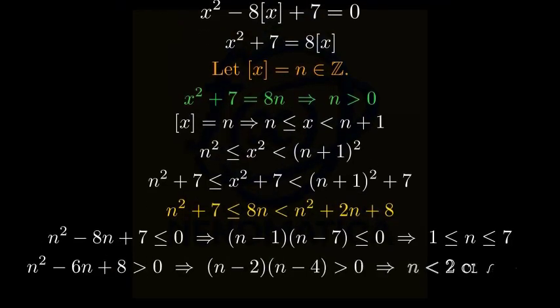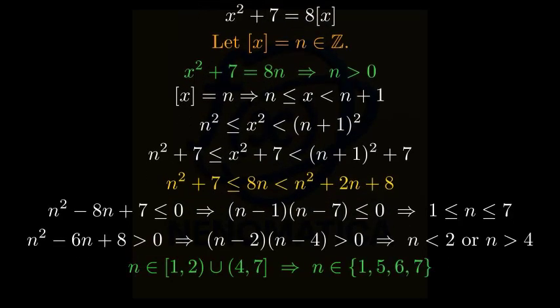Second, n squared minus 6n plus 8 is strictly greater than 0, which factors as n minus 2 times n minus 4. Thus, n is less than 2 or n is greater than 4. Intersect the two solution sets to get n in the interval from 1, inclusive, to 2, not inclusive, union the interval from 4, not inclusive, to 7, inclusive. As integers, that means n equals 1, 5, 6, or 7.